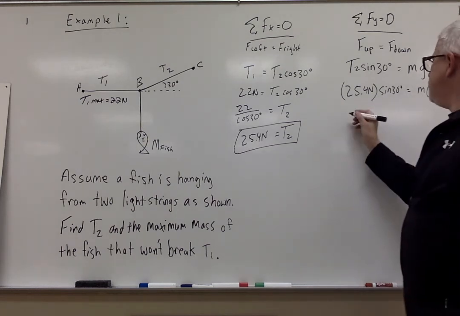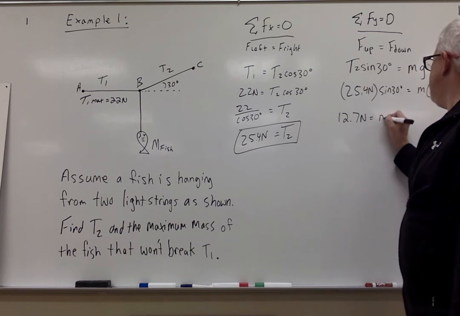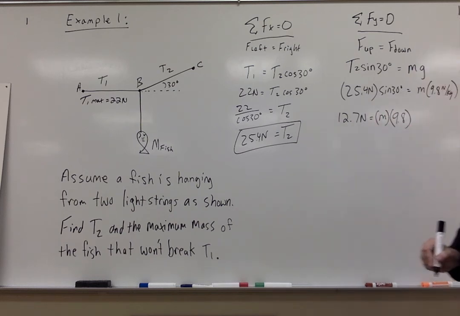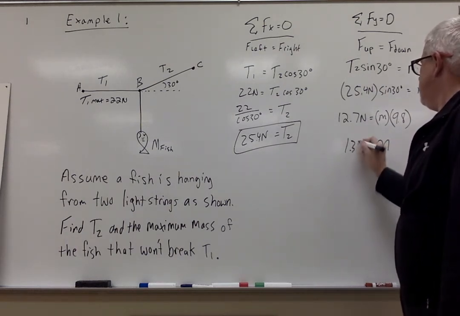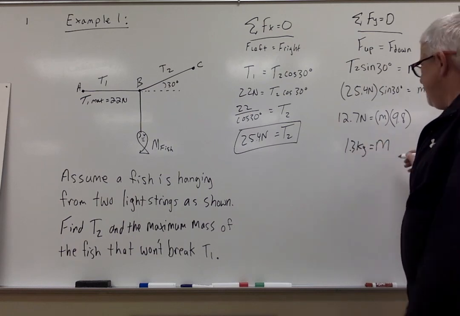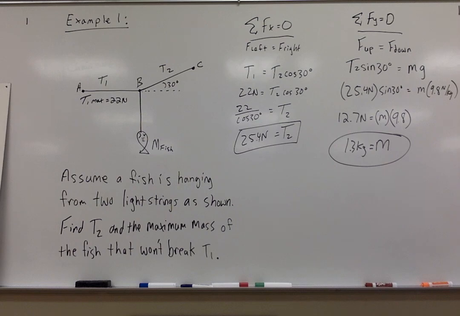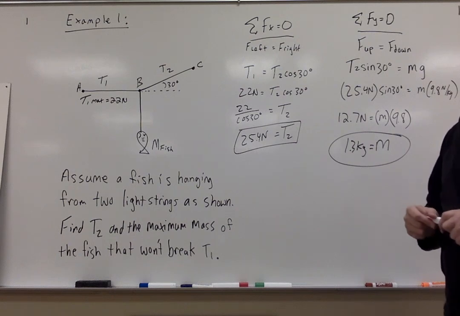So this is going to be 12.7 equals m times 9.8. So when I rearrange that, I get the maximum mass of the fish. It's 1.3 kilograms. That's a little less than 3 pounds. That's not a huge fish, not a tiny fish either. So that's how to solve problems when we think about forces acting in both horizontal and vertical directions.